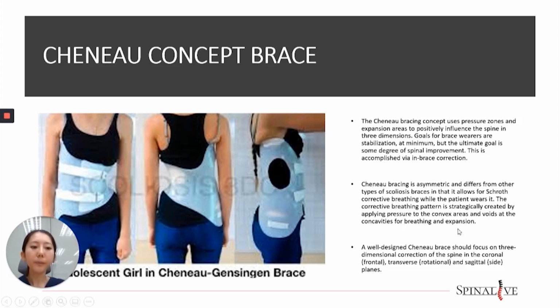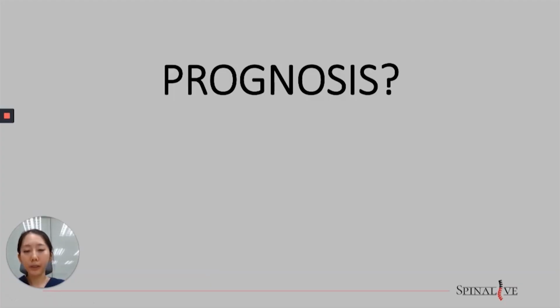So as for this one, it does not only look at the improvement of the coronal view, there's also improvement in the sagittal view and transverse rotational view as well. Okay, so prognosis. Generally what I would say is the flatter the sagittal profile, the worse the prognosis is. The later the patient is braced, the poorer the prognosis is. The earlier the patient starts going through exercises and bracing, the better the prognosis is.